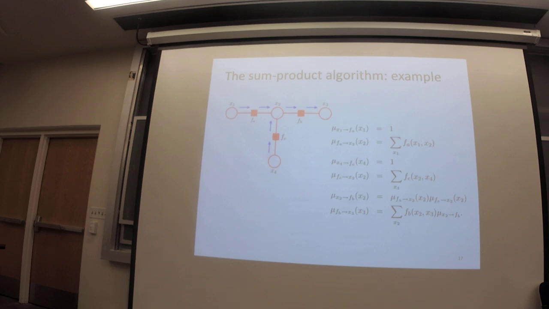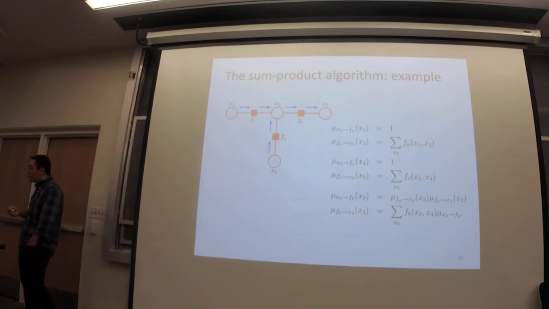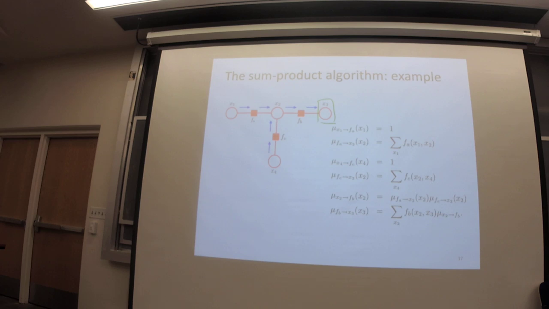Now, the first step to conduct sum product is to identify the root. We can use x3 as our root. So this is x3, and you can imagine this is the tree structure. The leaf nodes will be x1 and x4, x2 will be an intermediate node, and x3 will be the root.